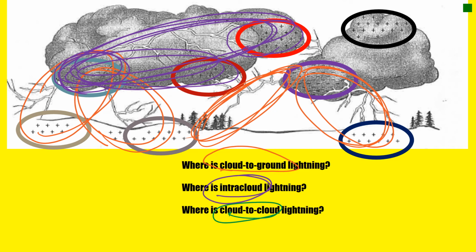Okay, and then the last one we will do in green, and that is cloud to cloud. So that is from one cloud to another cloud. So once again, you want to find your positives to your negatives. So here is a positive to a negative. Here is a positive to a negative.